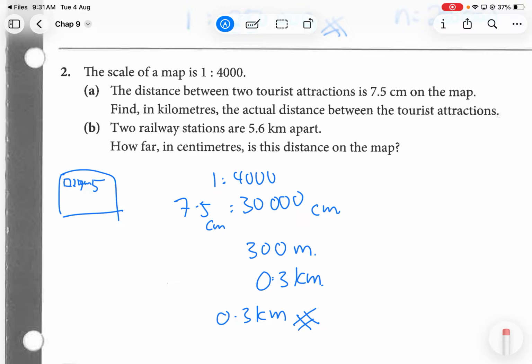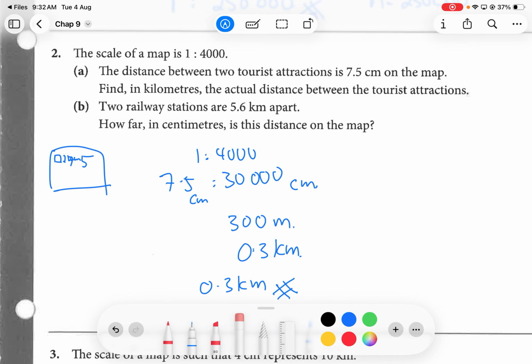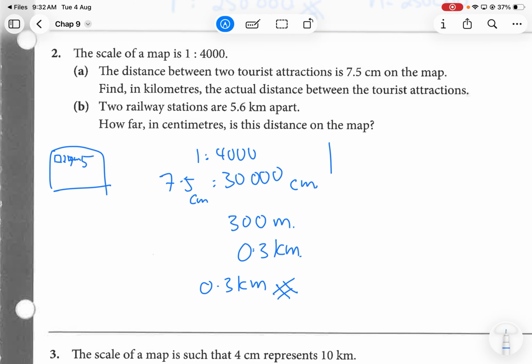Then I want to convert this to cm because they want me to know what this is in cm. So to convert to cm, first multiply by 1,000, it will become meter. Multiply by 1,000 because every 1 kilometer is 1,000 meter. So if I multiply by 1,000, I shift 1, 2, 3, equals 1.4 meter. Every 1 meter is 100 cm, so I move another 2. 140 cm. Answer.